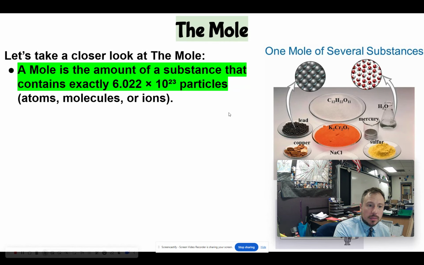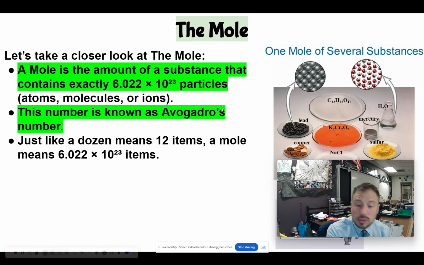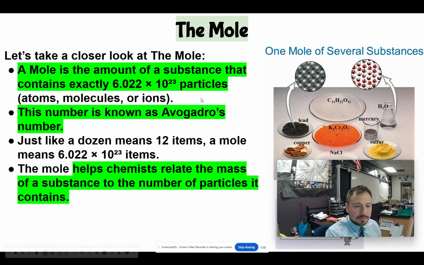It's just a number. It could be atoms, molecules, ions. You could do donuts, eggs, right? It's just a number, right? Now this number is known as Avogadro's number. So just like a dozen means 12, a mole means 6.022 times 10 to the 23rd.